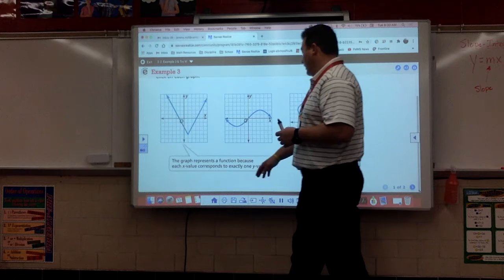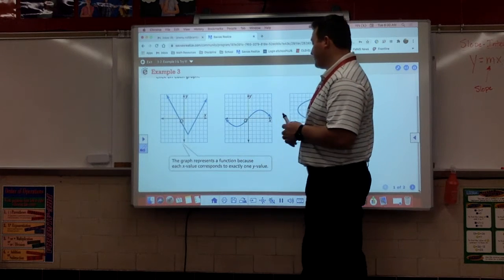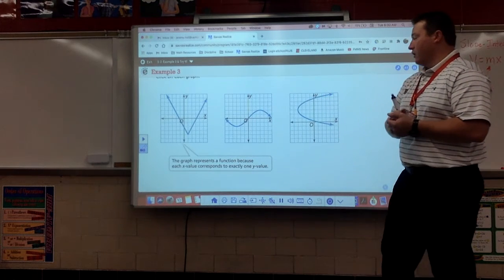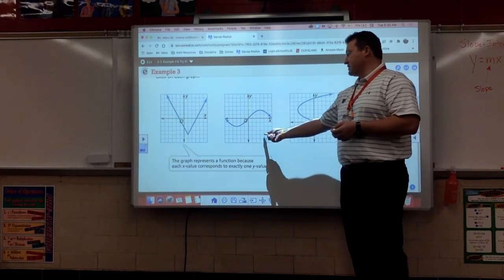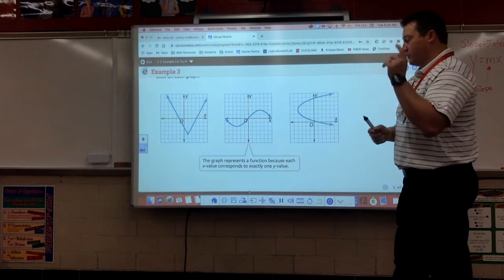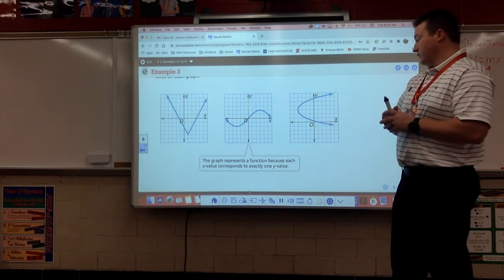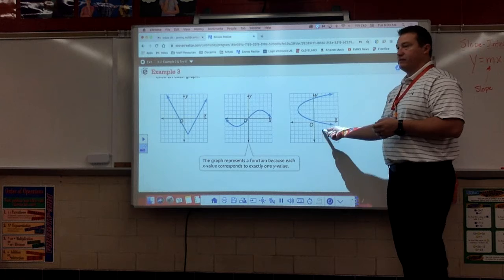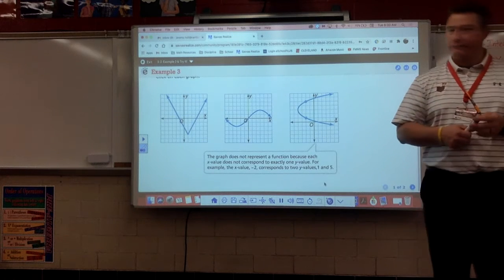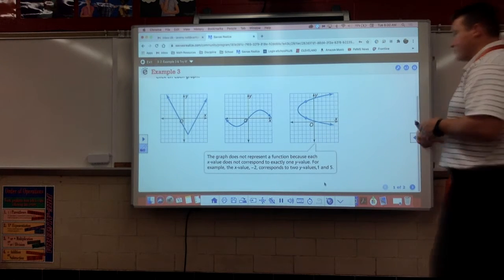All right. So this one says the graph represents a function because each x value corresponds to exactly one y value, and I would agree with that. All right, let's see what it says about this one. This one says this one is a function too, because again, each x value has exactly one y value. But this little fellow over here, not so much.